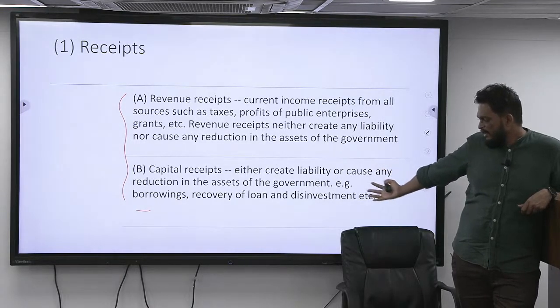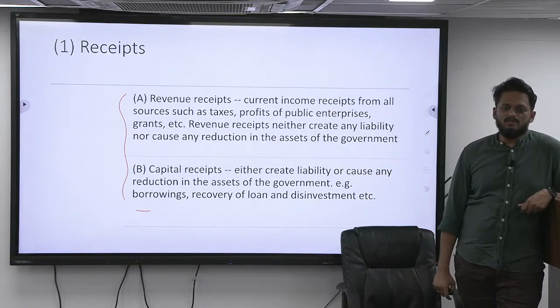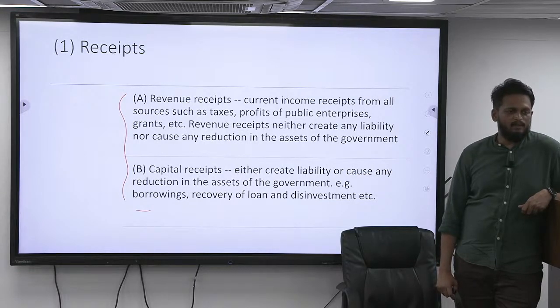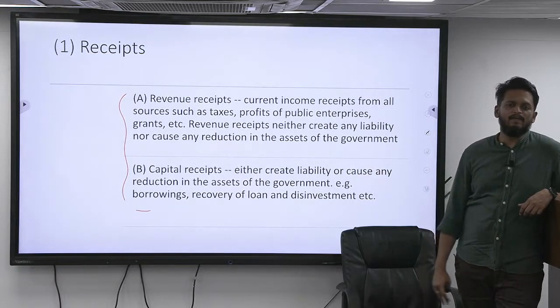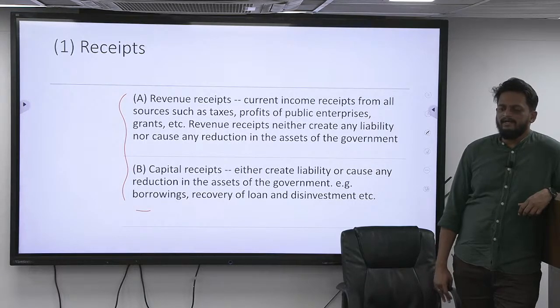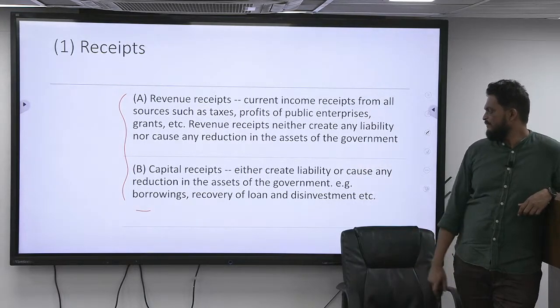That is why you can say recovery of a loan by government is also part of capital receipt. You recover the loan only once; they will not pay the same loan again and again. That means it is a one-time payment, so it will come under capital receipts.